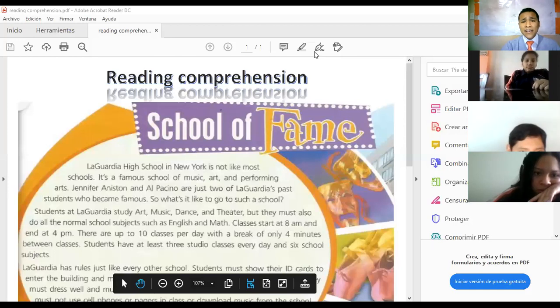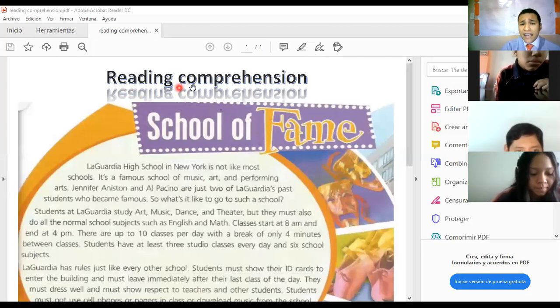Now, let's go to a reading comprehension part. Okay? In your exam, you will have a reading comprehension part. Van a tener una parte de comprensión lectora. So, let's practice before the exam, practiquemos, okay? And let's remember vocabulary about the school subjects. Y también recordemos vocabulary about school subjects, okay? Let's see, guys, here we have this reading. Reading comprehension, okay?